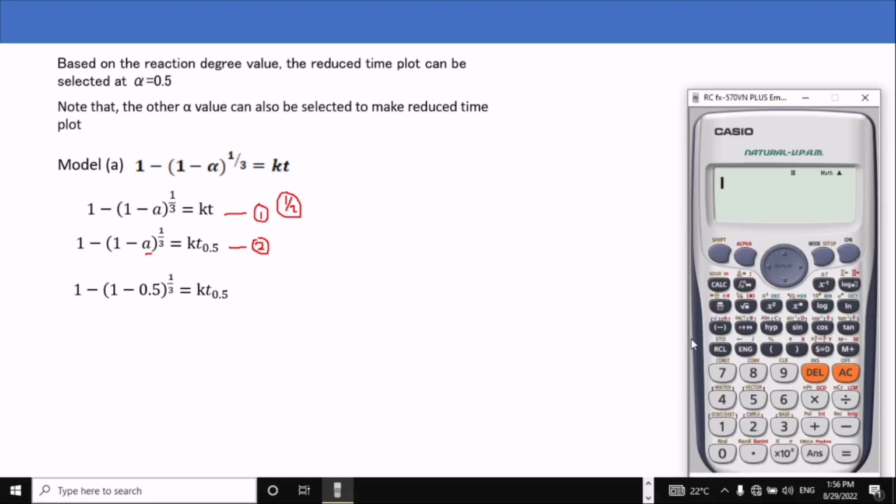When we take the first equation, that is 1 minus, open bracket, 1 minus 0.5, close the bracket, with exponent 1 over 3. When you do that correctly, the answer we get from the calculator is 0.206. That represents this. So let's continue.